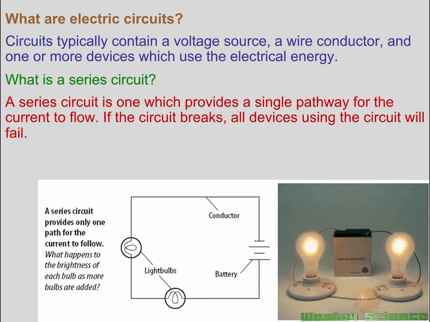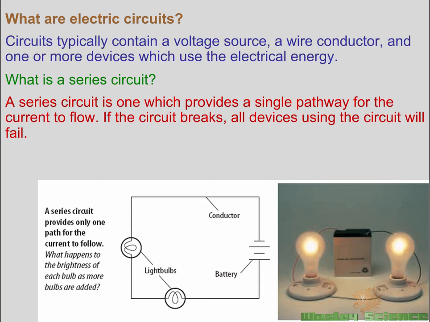The voltage source is usually a battery of some sort, and that puts the volts in. The wire conductor provides the pathway for the electrons to travel, so there can be current. And then the one or more devices which use the electrical energy, those are the resistors. Those are the things that you count ohms for.